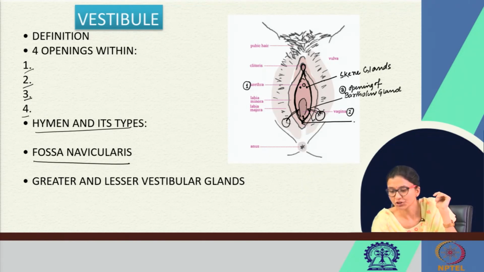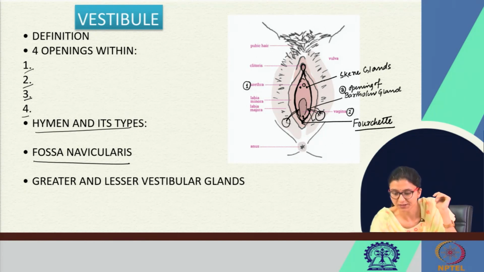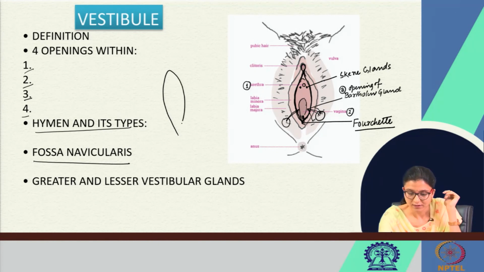This is the fourchette. The posterior meeting point of labia minora is known as the fourchette. So, the space between the vagina and the fourchette is fossa navicularis, this space. This is the labia minora, this is the clitoris. This is the vaginal opening, this is the urethral opening.